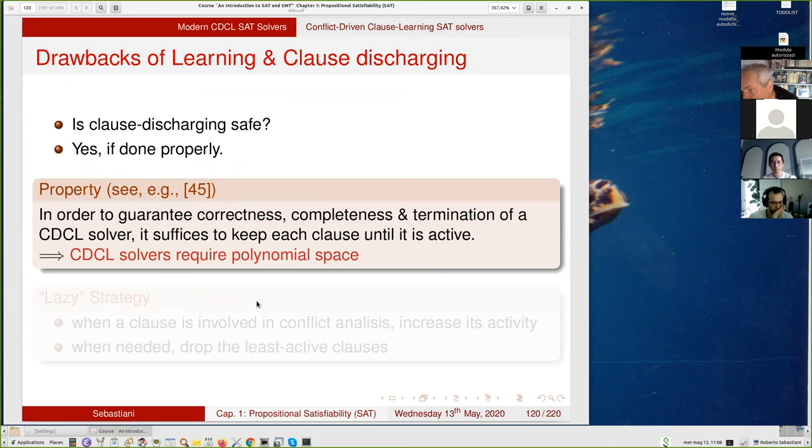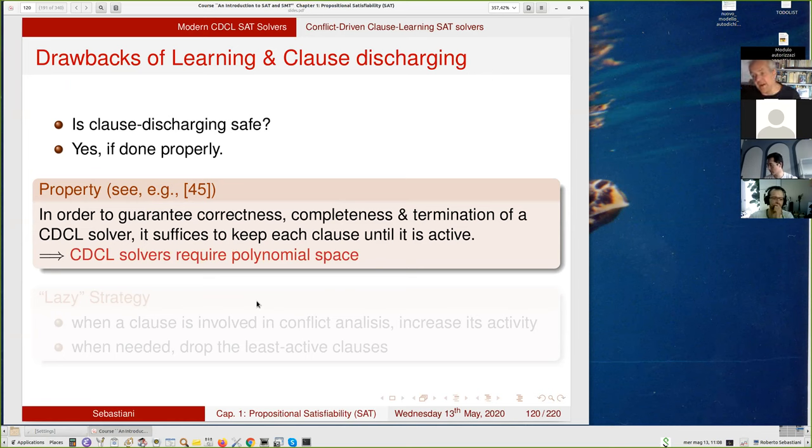So if a clause is not the antecedent clause of some literal in the current truth assignment, and of course it is a learned clause, then you can safely drop it without affecting the correctness of the algorithm. Since you have at most a linear amount of literals in your truth assignment, the active clauses are at most a linear amount. So you need linear space rather than polynomial space. In order to guarantee correctness, you must keep only a linear amount of learned clauses. You can safely drop all the others.